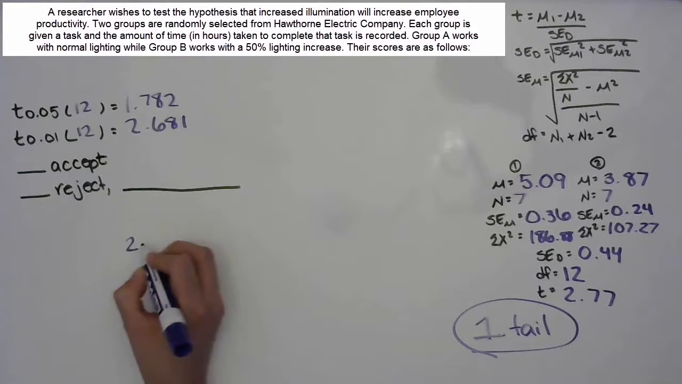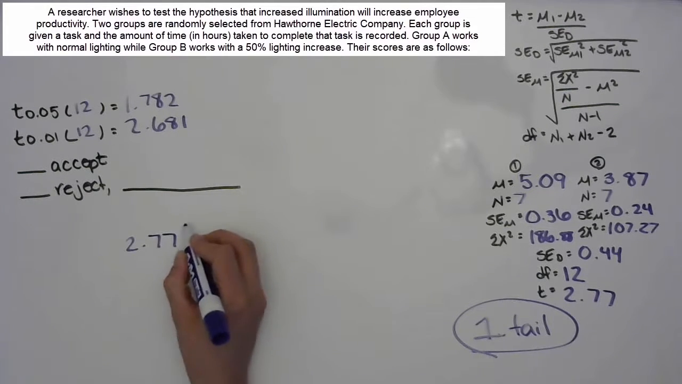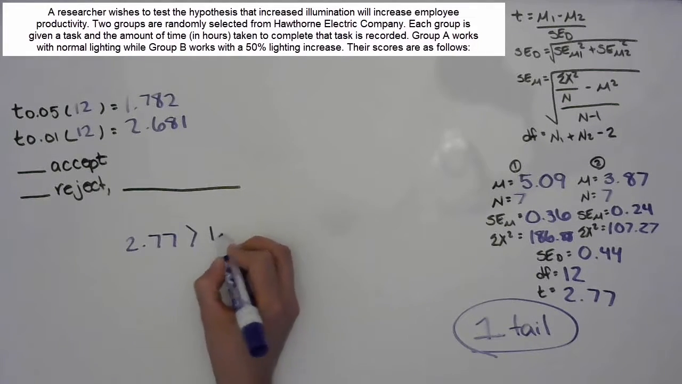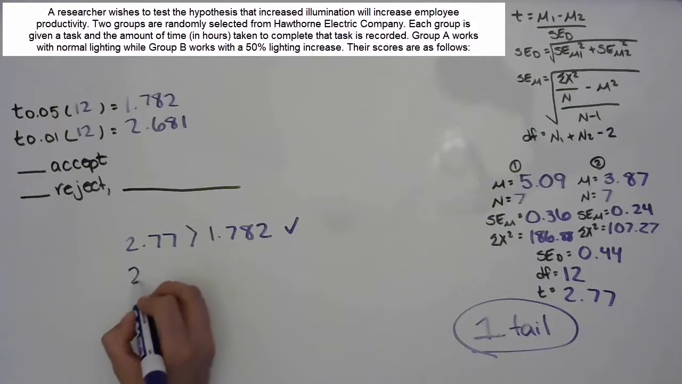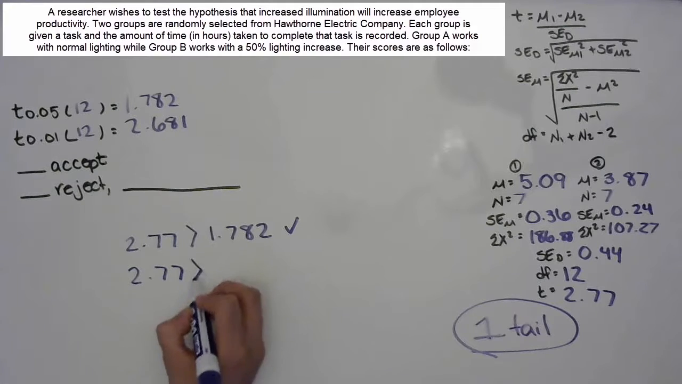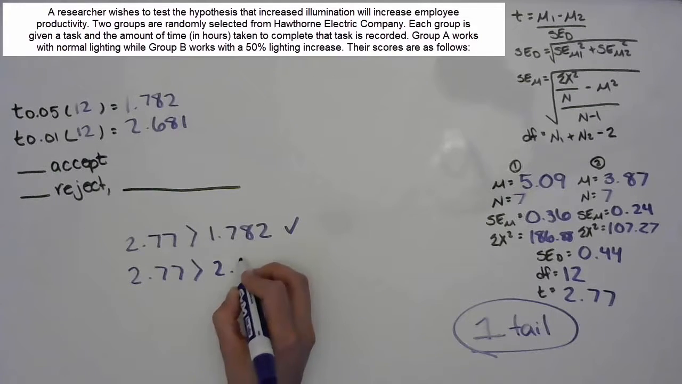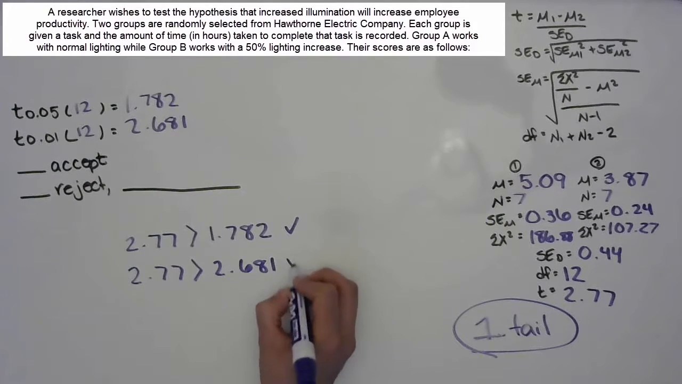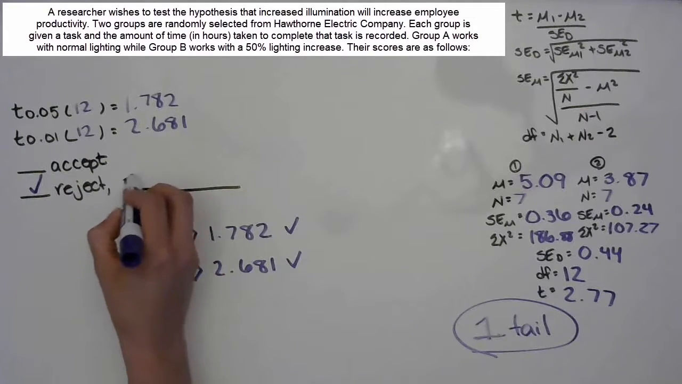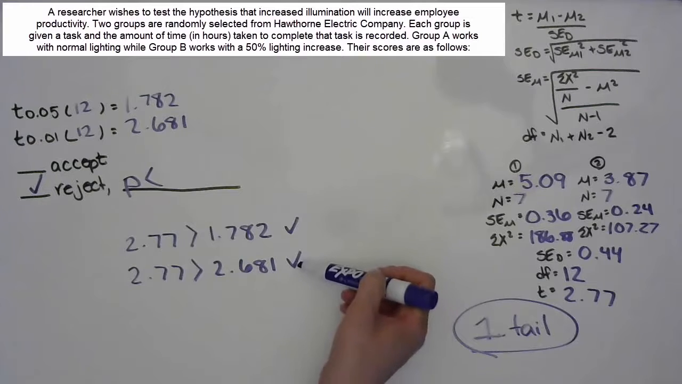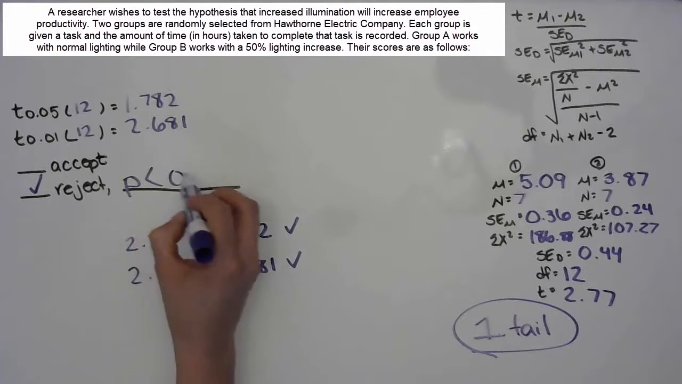Okay, now let's go ahead and test our t-value against those critical values. So is 2.77 greater than 1.782? Yes, it is. Is 2.77 greater than 2.681? Yes. That means that we reject H0, and because we rejected at the 0.01 value, we write it as p less than 0.01.